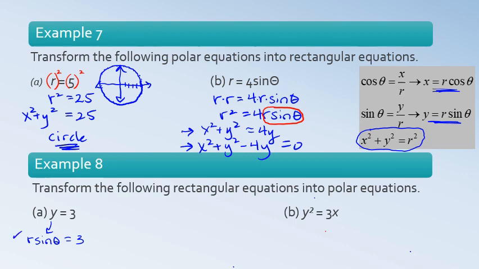Y squared equals 3x. What can I do to that? Well, y is r sine of theta, so let me just put that in there, but now of course I have to square it. And x is equal to r cosine of theta. And let me see, have I done what I wanted to do? I got rid of the x and the y, and I got r's and thetas. So yes, we could simplify that more, but I'm good with it in that form. So that's it.